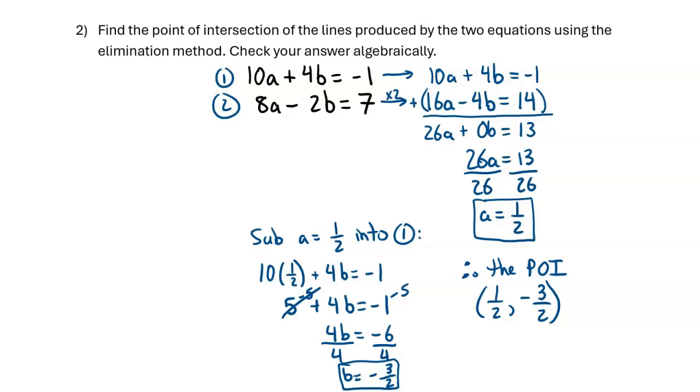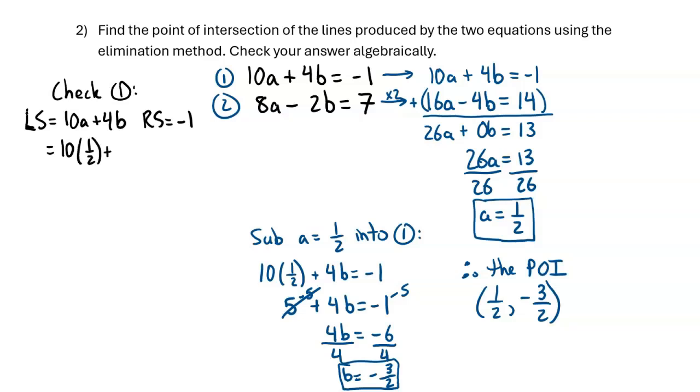Now it then says to check your answer algebraically. And so what we're going to do is start by looking at equation 1. The left side is 10a plus 4b. We keep the left and right side separate. And we then substitute the a value and b value into a and b. So 10 times 1/2 plus 4 times negative 3 over 2.